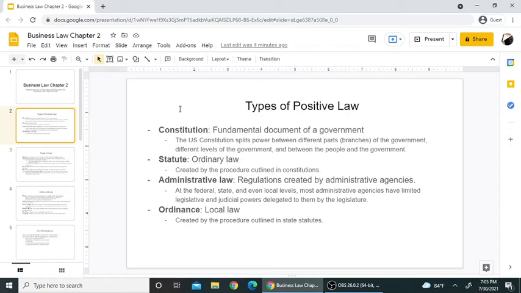And then we have statutes. Statutes are basically what you think of like ordinary laws, civil rights laws or environmental laws, right? When we talk about the lawmaking procedure, like how the House, the Senate, and then the President pass a law and then the President signs it, we're talking about how statutes are made, how ordinary laws are made.